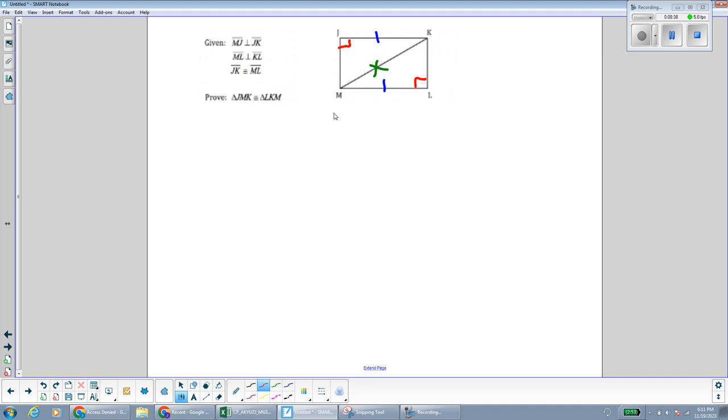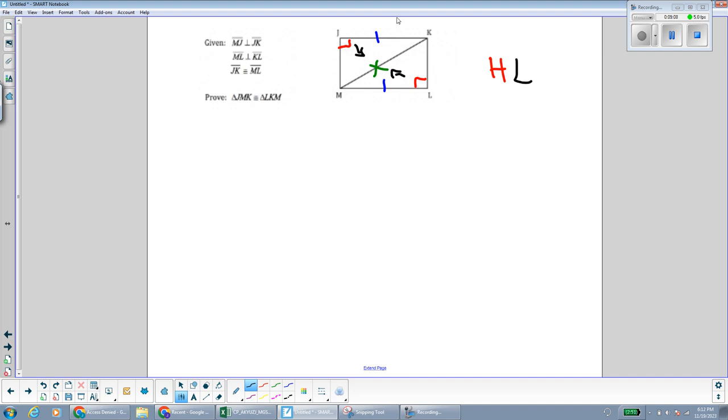I do have 2 right triangles, but let's check that we also have the H part and the L part. For the H part, we need to have congruent hypotenuses. The hypotenuses are across from the 90-degree angle. And if I look across from the 90-degree angle, that's side MK in both of the triangles. And we do know that that's congruent to itself by the reflexive property. So the H part is all good. Now let's check the L part.